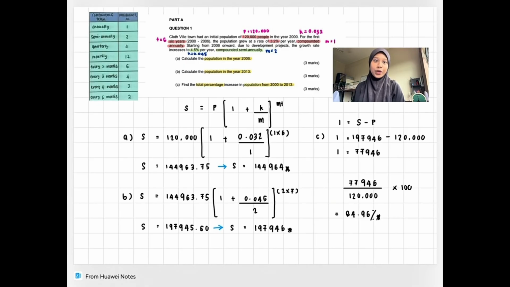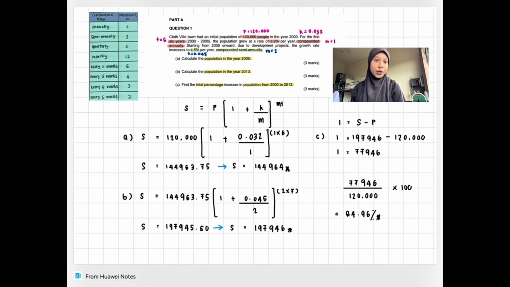For this question, we use the formula S equals P, open bracket, 1 plus K over M, close the bracket, to the power of MT. Then the final answer, if we calculate directly by calculator, we get 144,960.75. And then we round off, the final answer we get 144,964.